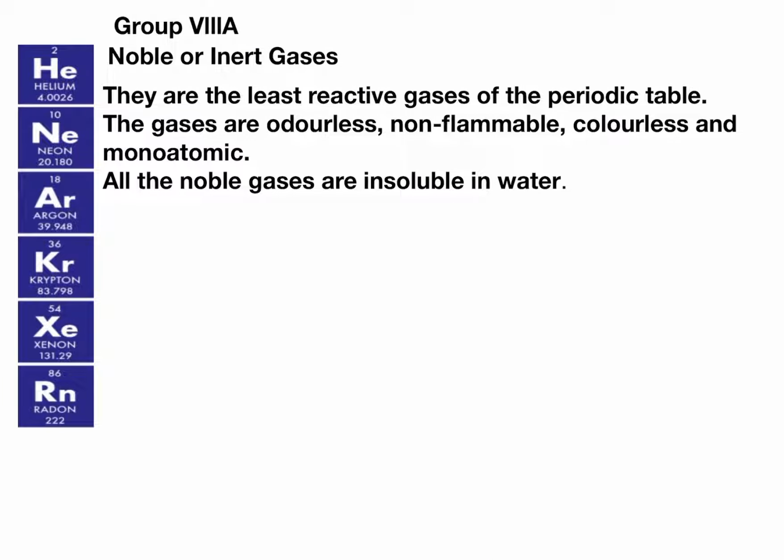Group 8A, noble or inert gases. So they are known as noble or inert gases. The elements in group 8A are helium, neon, argon, krypton, xenon, and radon. All of them have 8 electrons in the outermost shell except helium. Helium has 2 electrons in its outermost valence shell.